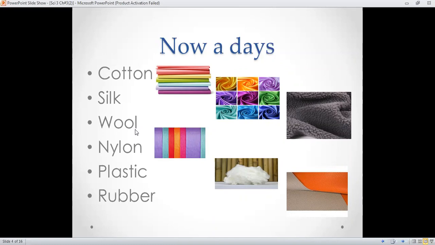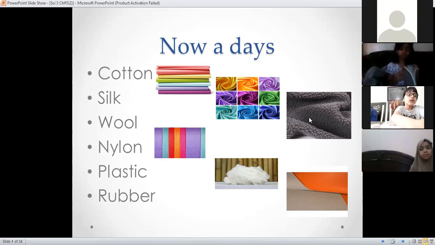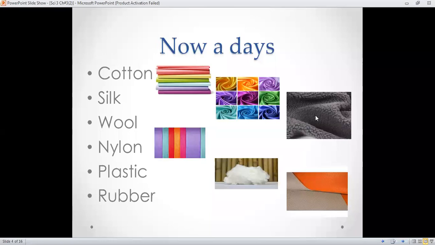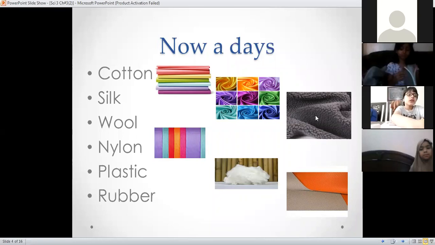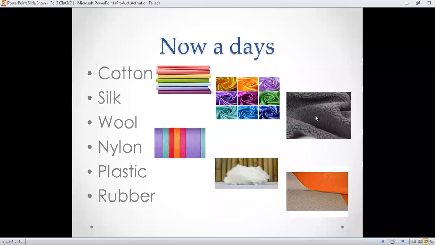Here is wool, and wool protects. Wool is very warm and it protects us from cold. So we use this wool cloth in winter season, not in summer season. If we wear it in summer, we feel very warm. So wool protects our body from cold. So we wear this wool in winter season.